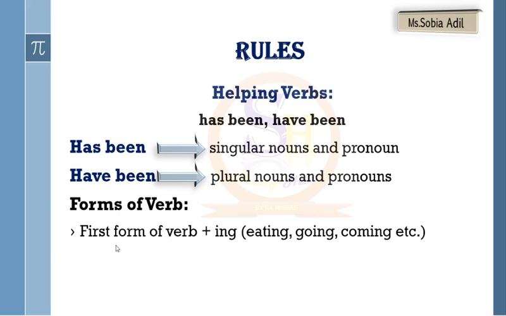Forms of verb: we use the first form of verb plus ing. I told you that we are also talking about the continuous tense. So in continuous tense we use the first form of verb and ing with that, right? So we are to use first form plus ing with have been or has been. For example, eating, going, coming, etc.